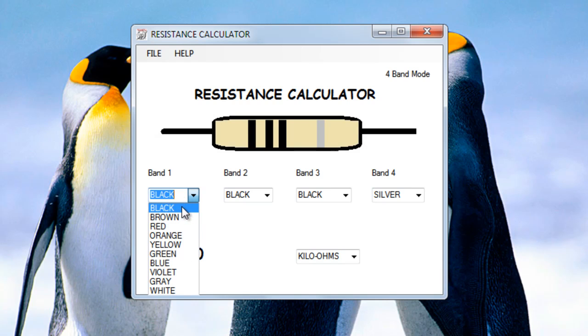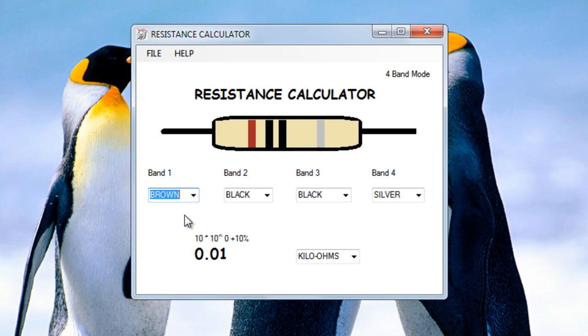Here black is 0, brown is 1, red is 2, orange is 3, yellow 4, green 5, and so on. In this 4-band mode, the first three are used to find the resistance of the resistor, and the fourth one is the tolerance band, that is how much tolerance this resistance has, or you can say plus minus of the resistance. If I change the first band to brown, as I have told earlier, the value is 1.